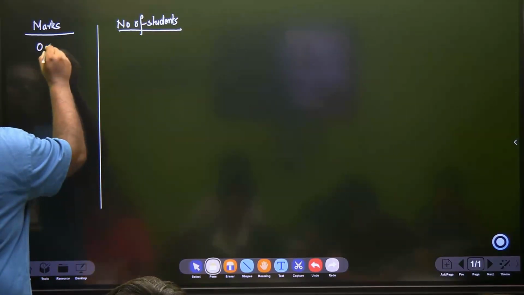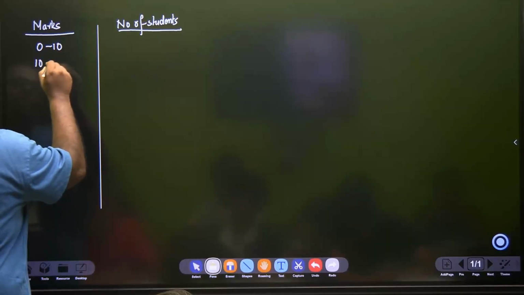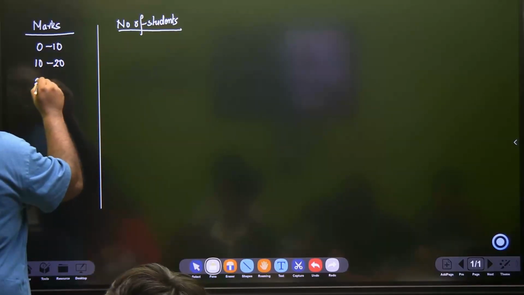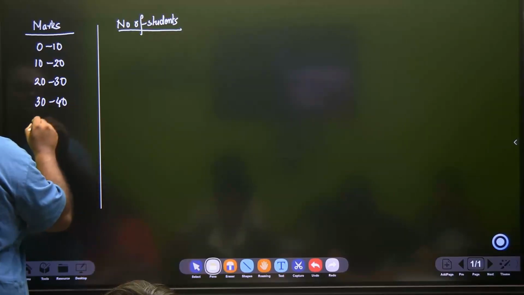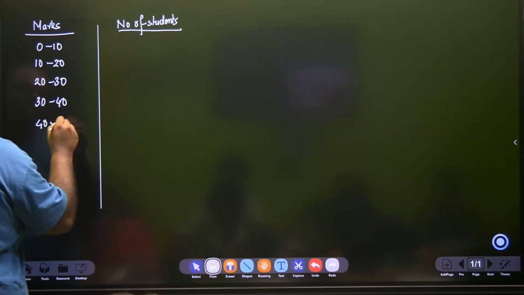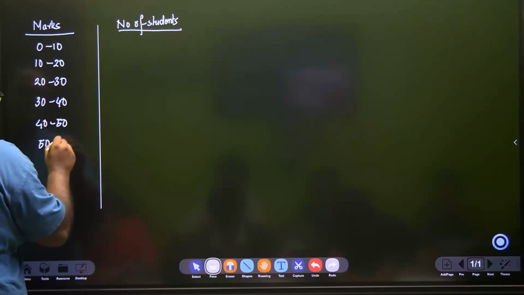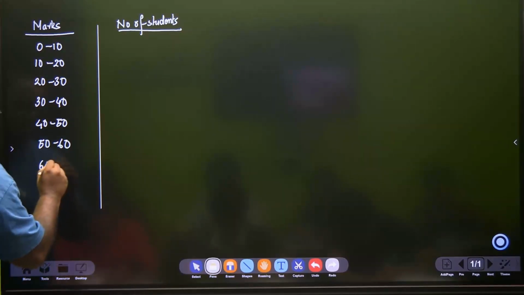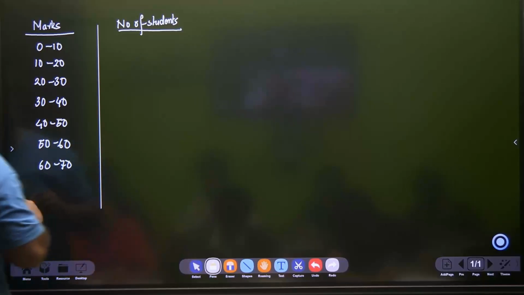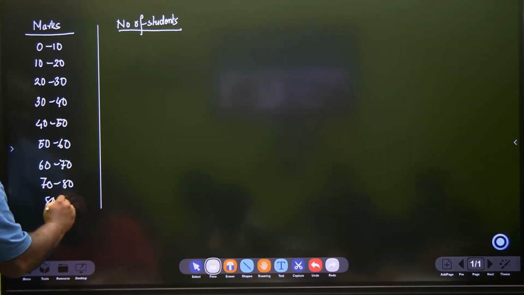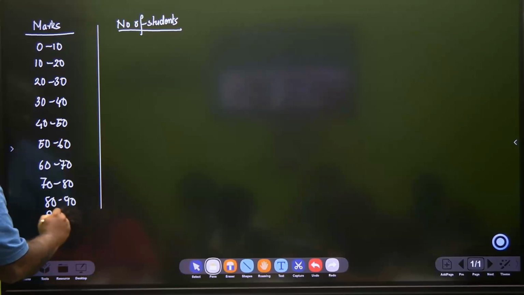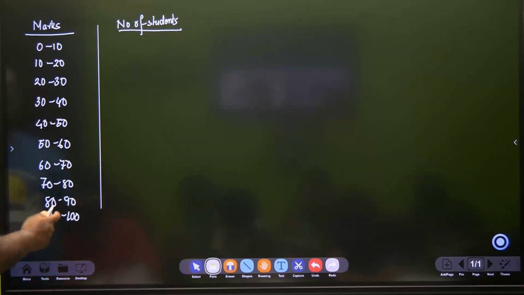Our groupings are 0 to 10, 10 to 20, 20 to 30, 30 to 40, 40 to 50, 50 to 60, 60 to 70, 70 to 80, 80 to 90, and 90 to 100. This is our grouping, right? Now let's fill in our frequencies.